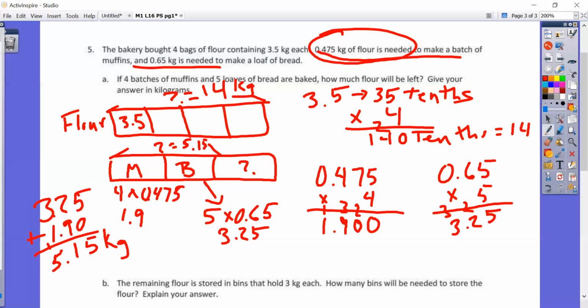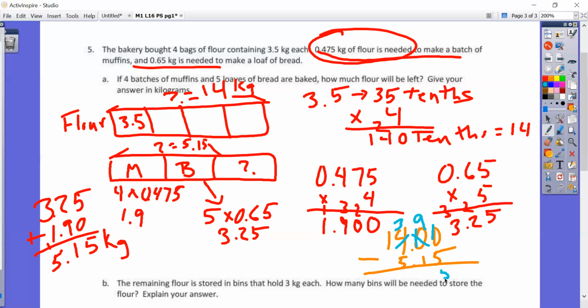So now I'm going to change colors so we can see this math. 14.00 minus 5.15. So we need to regroup right away. Let me change colors again so you can see my regrouping. I don't have any values all the way until the ones place, so I can regroup from the ones. Now I'm working with 10 tenths, regroup from the tenths to give me hundredths.